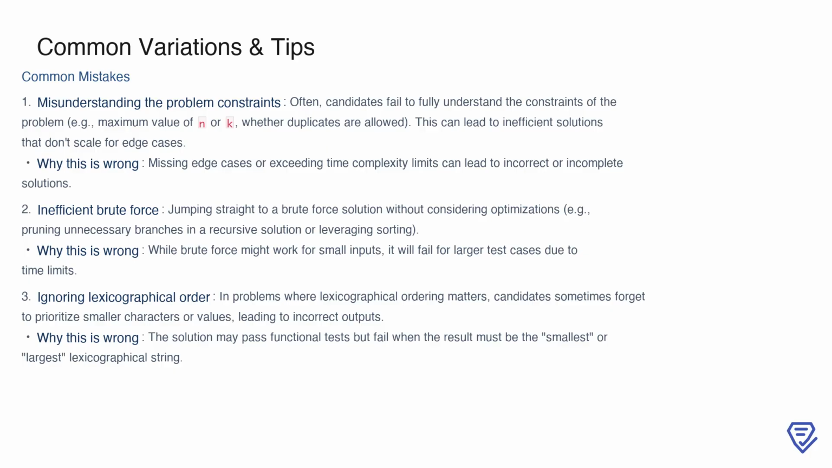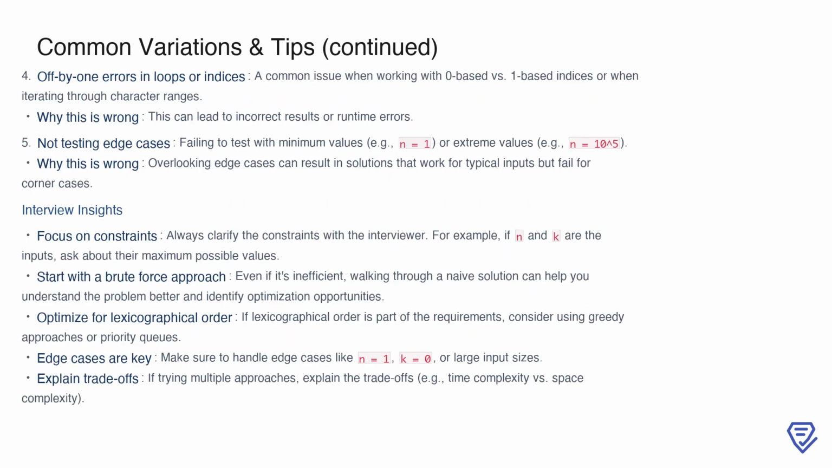Finally, a critical error is ignoring lexicographical order when required. If the goal is to create the smallest or largest string, your solution must prioritize characters appropriately. Overlooking this detail could mean your solution appears correct functionally but fails when correctness is tied to the order of characters in the result. Another common pitfall is off-by-one errors, which can occur when handling loops or indices.